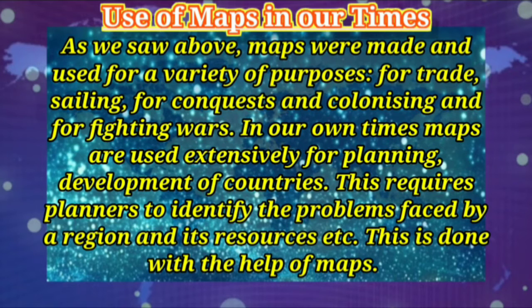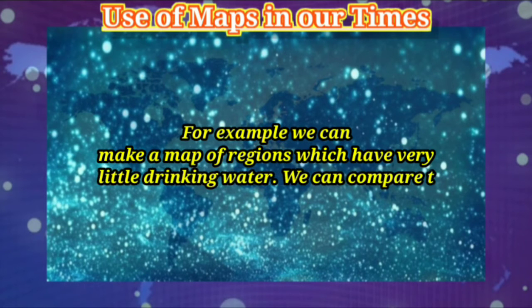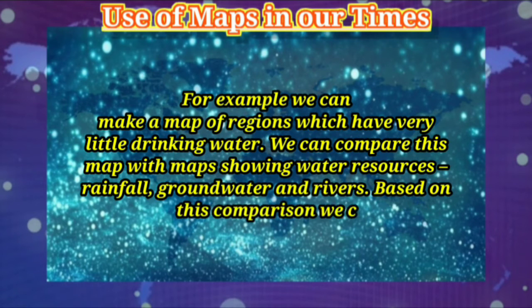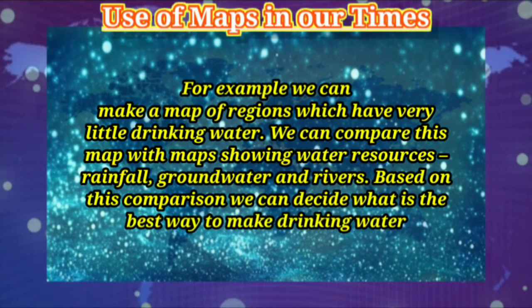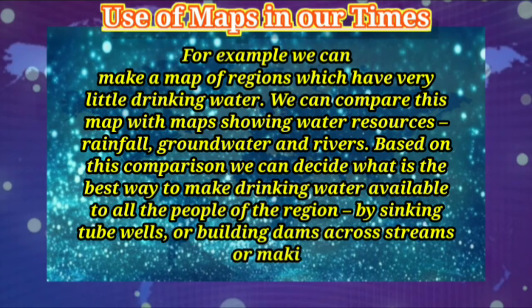This requires planners to identify the problems faced by a region and its resources, etc. This is done with the help of maps. For example, we can make a map of regions which have very little drinking water. We can compare this map with maps showing water resources, rainfall, groundwater, and rivers.